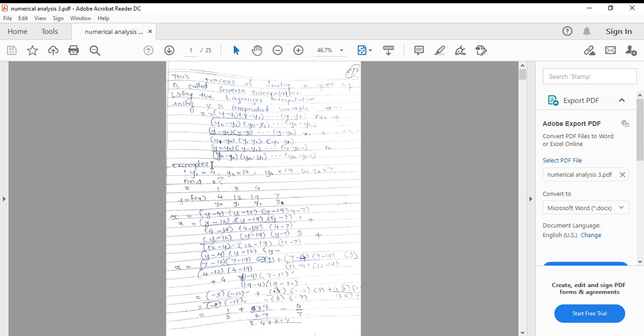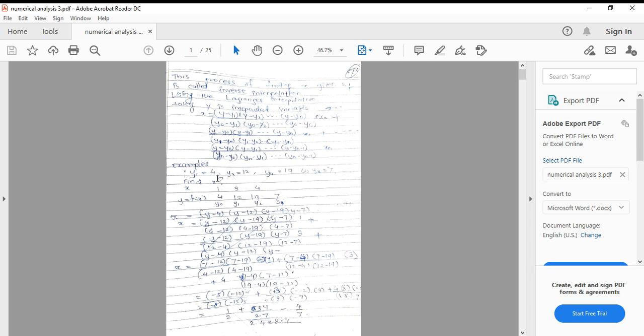But what is the condition? Initially, suppose you are provided with values of x and y, and you want to find a value in between somewhere, that is, the value at x equal to 1.7. You can find this using Lagrange's interpolation formula. First, you have to find the polynomial, just like in the last lecture. After finding the polynomial, put x equal to 1.7 and you will get the answer, that is, the corresponding value of y.